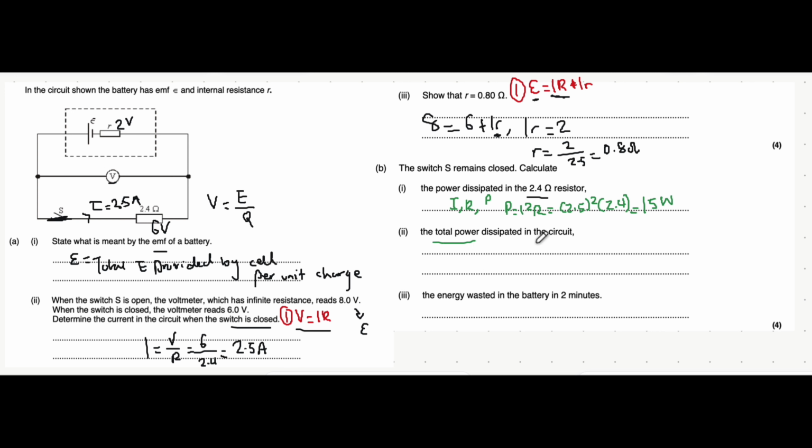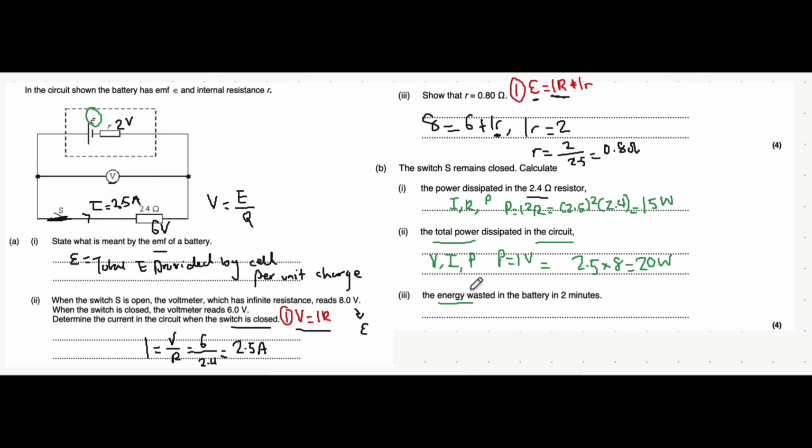Now it asks for the total power dissipated in the circuit. So for that, we need the total values of whatever we use. For example, the total voltage provided by the whole circuit, we know that that's 8 volts. We also know the total current flowing through the whole circuit. So we can find power using the equation power equals current multiplied by voltage. That's the current of 2.5 that flows through the circuit, multiplied by the EMF, which is the total voltage in the circuit, that's 8 volts. 2.5 times 8 is just 20, so that's 20, and then the unit is watts.